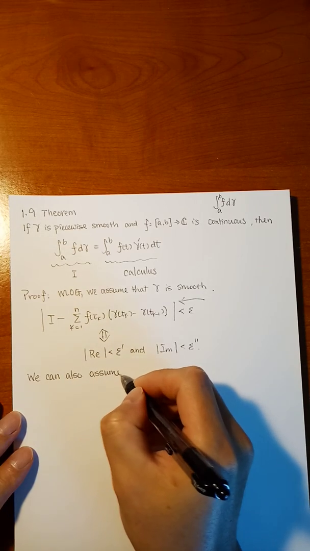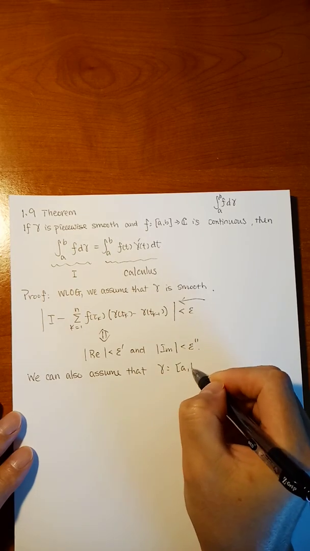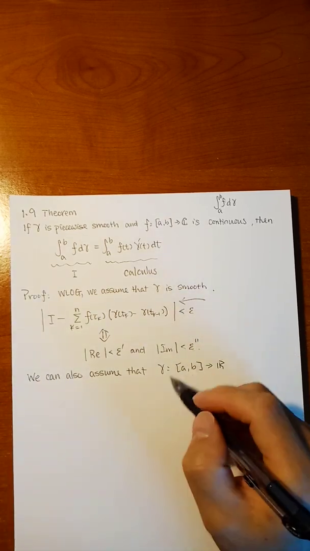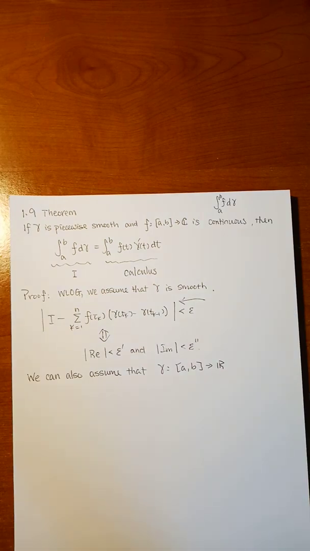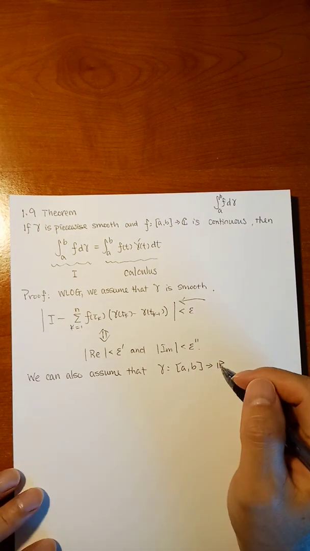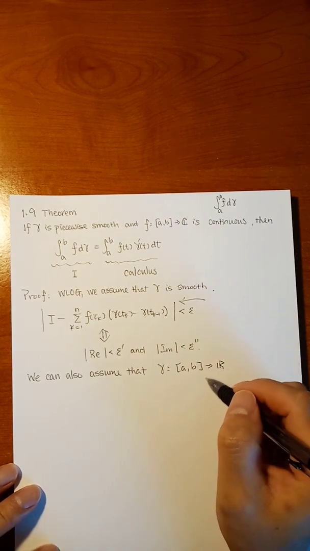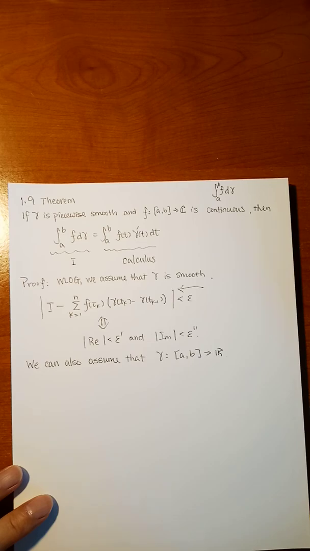Because of this separation into real and imaginary parts, we can also assume that gamma maps [a,b] to R. It's like we only consider the real part the first time and the imaginary part the second time. Okay, so that's our assumption: we take the values of gamma in the real numbers.